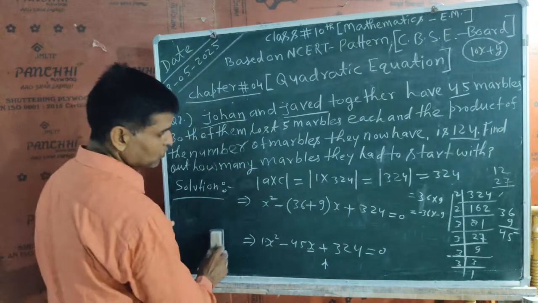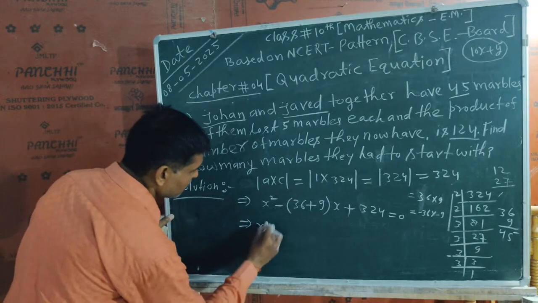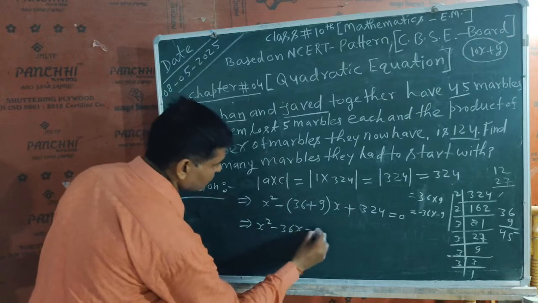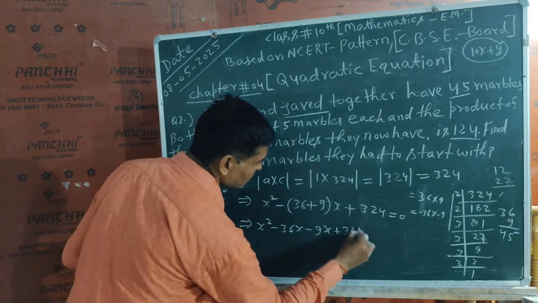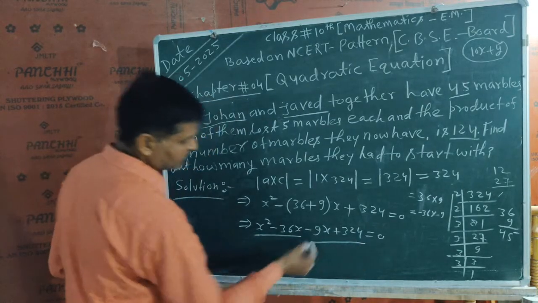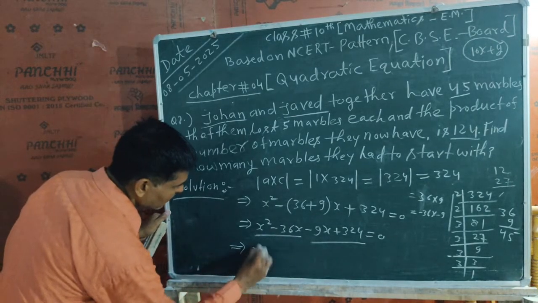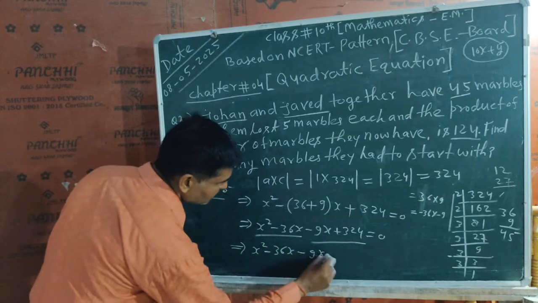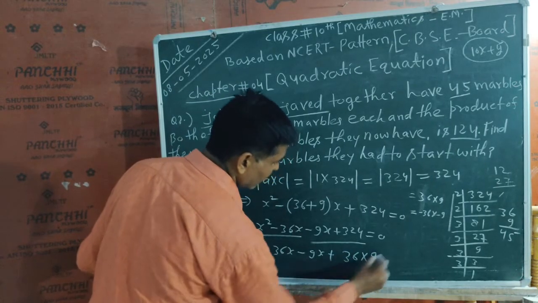Okay student, so further I am going to simplify this one. After simplifying, I will write x square minus 36x, and here the minus sign is also available, so minus 9x plus 324, which is equal to 0. So these two terms I will take at a time, and these two terms I will also take at a time. So now further I am going to write x square minus 36x minus 9 into x, plus here I will write 36 into 9.